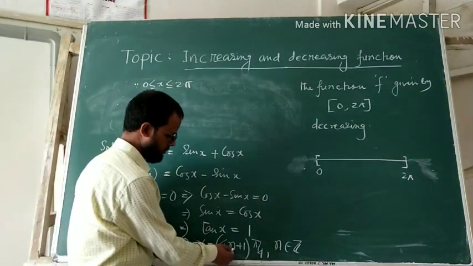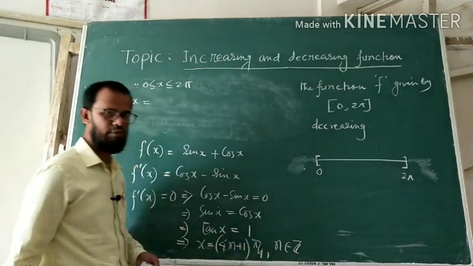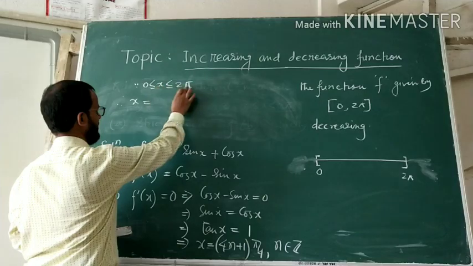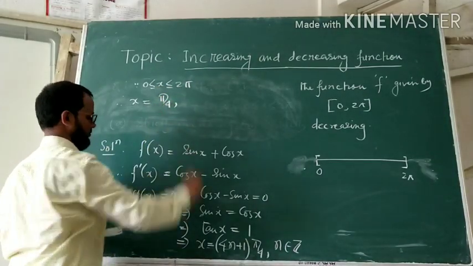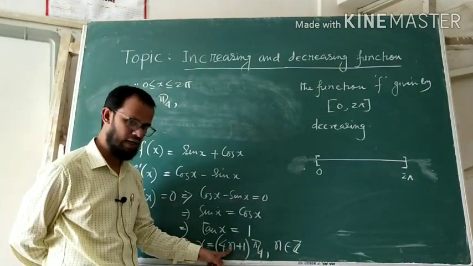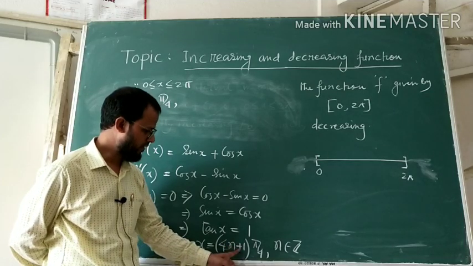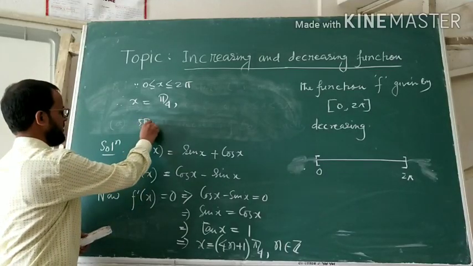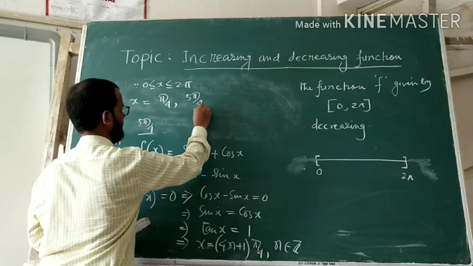Now put n equal to 0 here. 4 into 0, 0 plus 1, into pi by 4. It will be pi by 4, and pi by 4 is a number lying between 0 to 2 pi. So you can consider pi by 4, one value. Now after 0, put integer 1. 4 into 1 plus 1, 5. There is 5 pi by 4. 5 pi by 4 is a number less than 2 pi. So you can take this value also, 5 pi by 4.